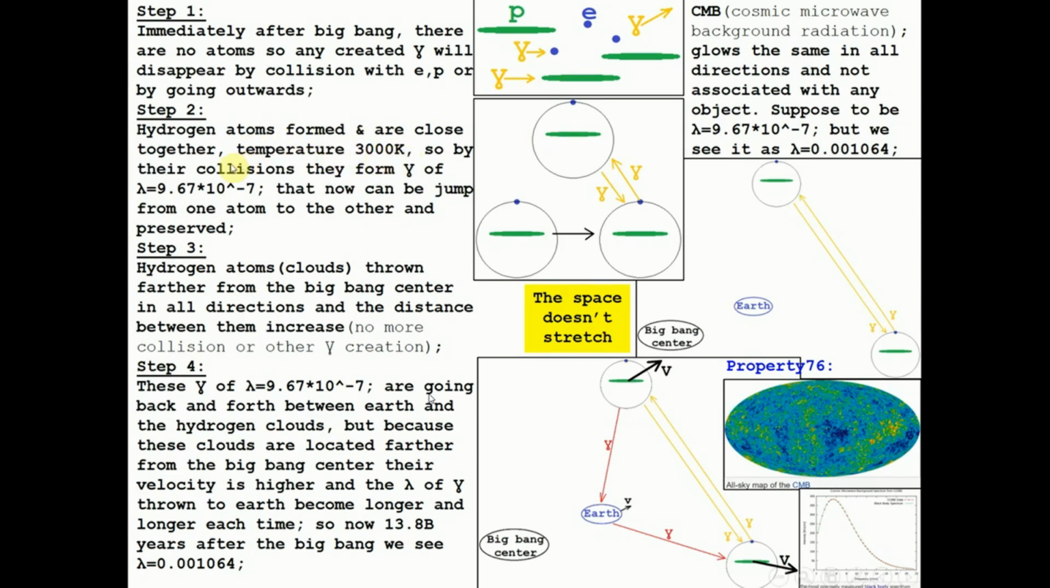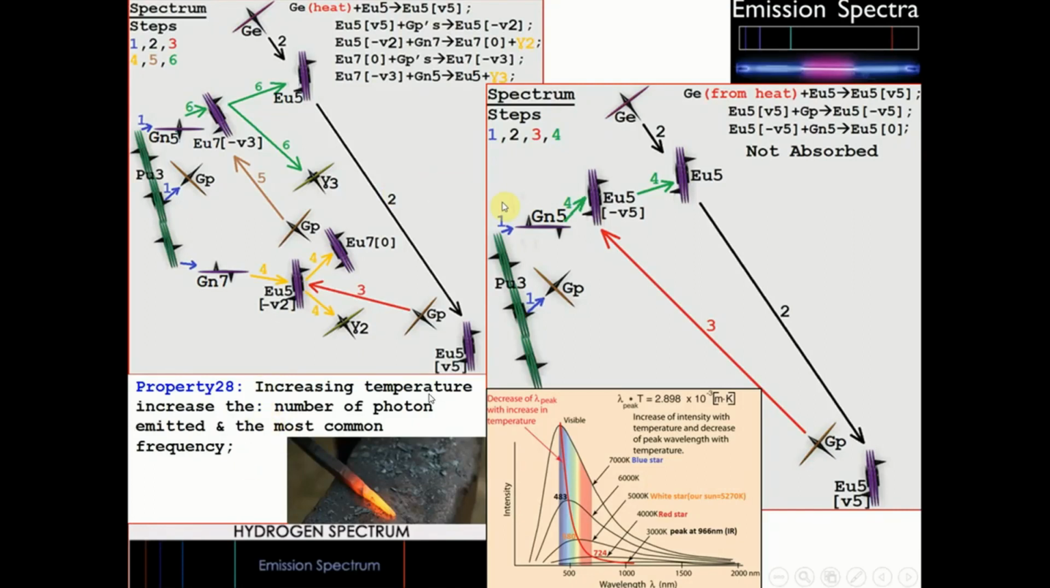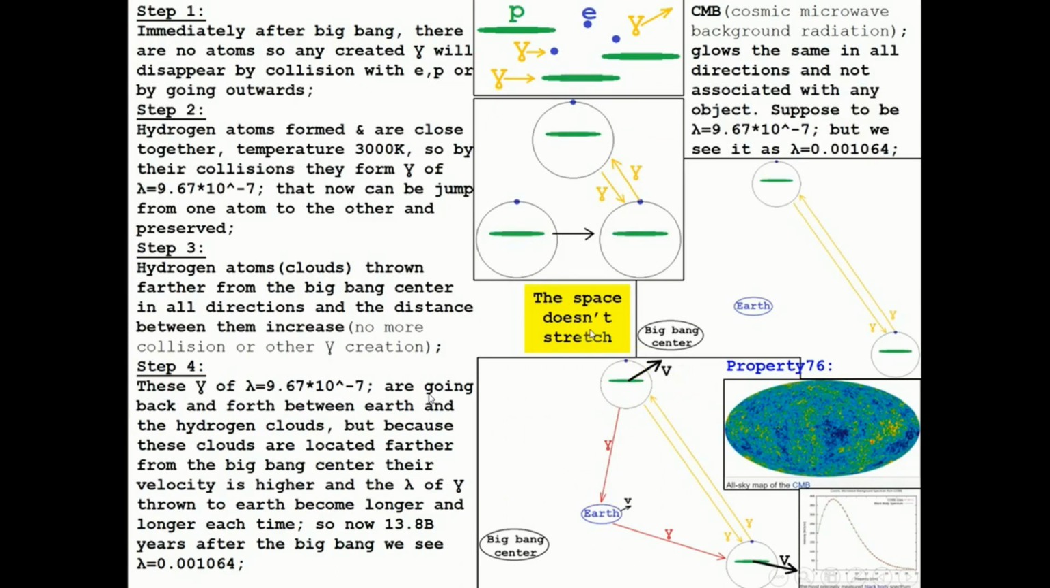So by their collision, they will form a photon with a wavelength of 10 to the minus 6. See property 28 and this formula. This photon now can jump from one atom to the other and be preserved. Step 3. Hydrogen atom clouds are thrown farther from the Big Bang center in all directions, and the distance between them increased. So there will be less collision and less creation of this specific photon. Step 4. This photon goes back and forth between Earth and the hydrogen cloud.